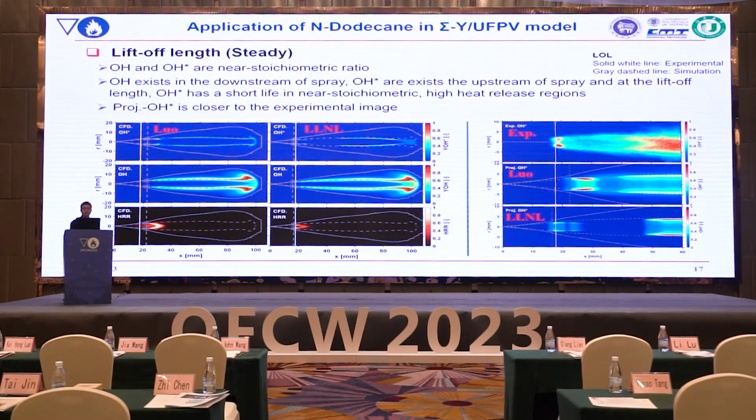We can check the OH and OH star in the near stoichiometric ratio. OH exists in the downstream of the spray. OH star exists upstream of the spray, at the lift-off length. OH star has a short life in near stoichiometry, with a high heat release rate. The OH star means the excited state of the OH, and OH is the ground state of the OH. So there is the OH star, tied to OH, where there is the huge heat release rate.